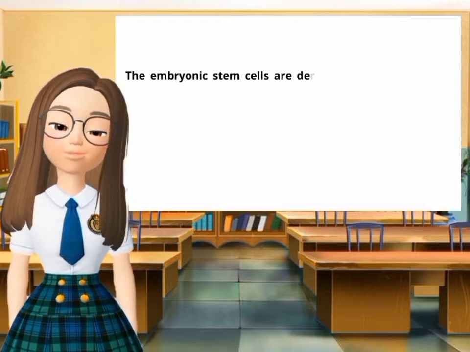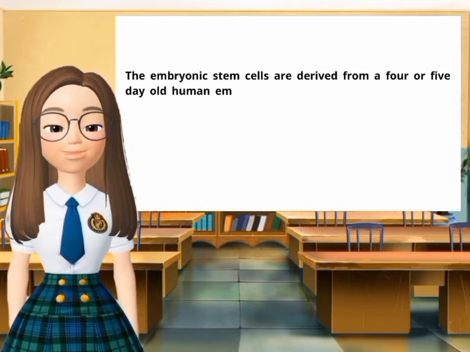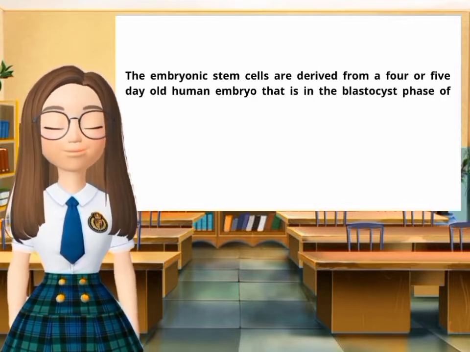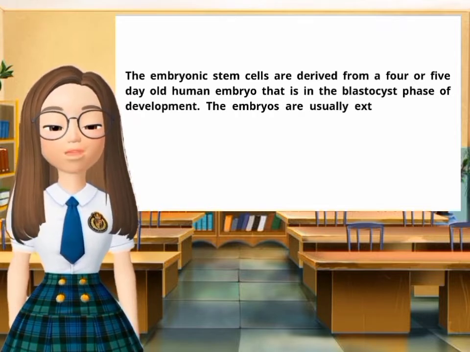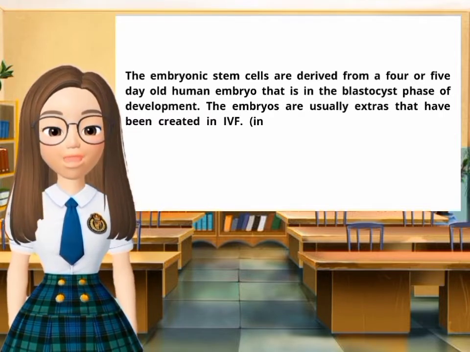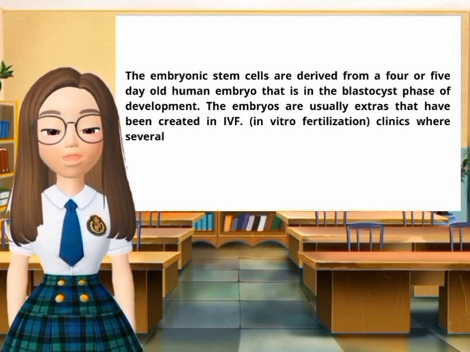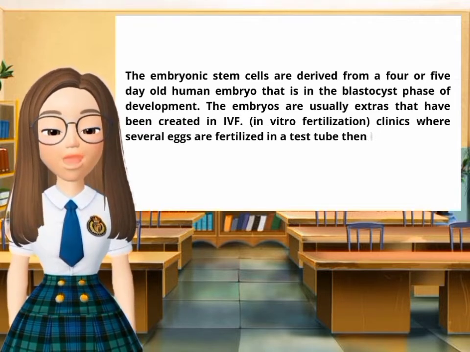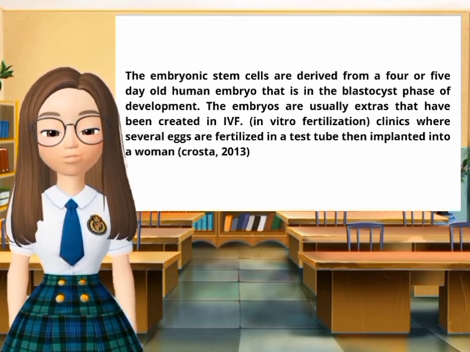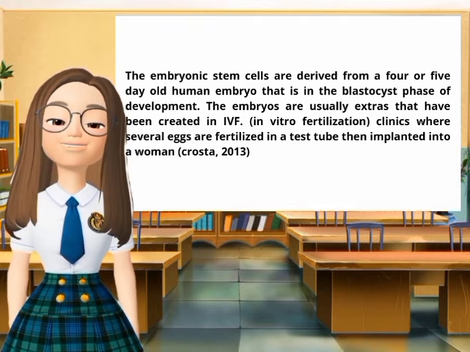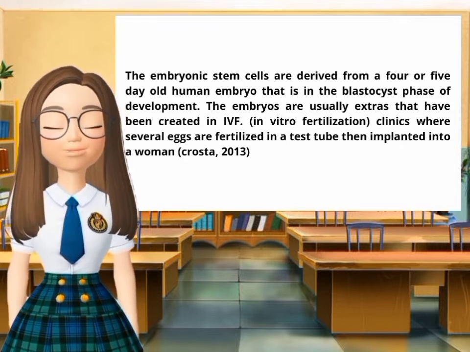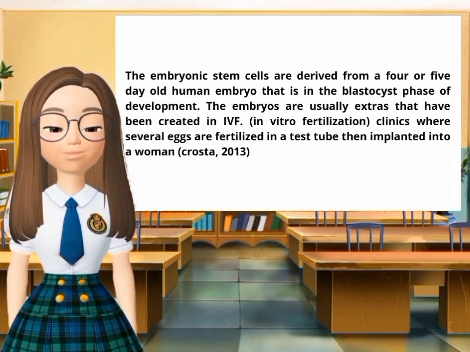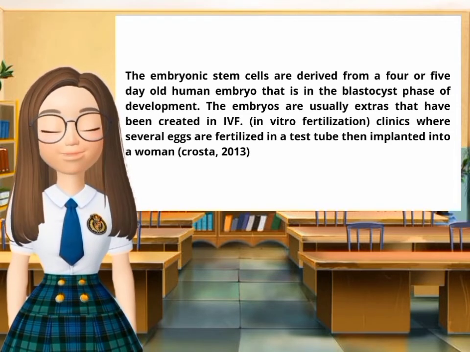The embryonic stem cells are derived from a 4 or 5-day-old human embryo that is in the blastocyst phase of development. The embryos are usually extras that have been created in IVF, or in vitro fertilization, clinics where several eggs are fertilized in a test tube then implanted into a woman.